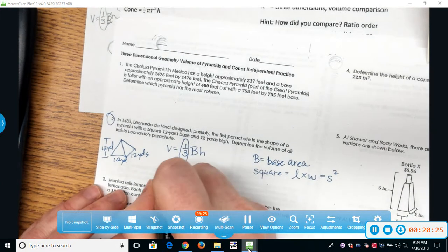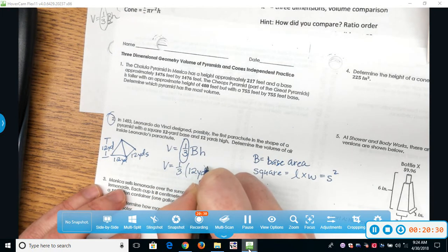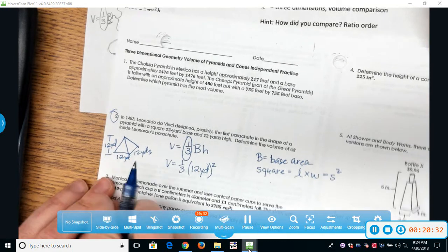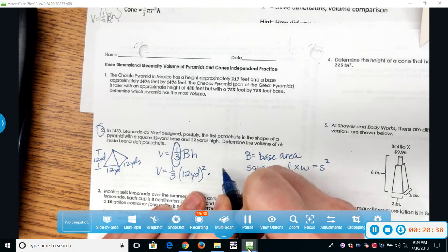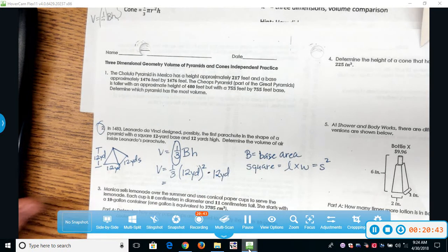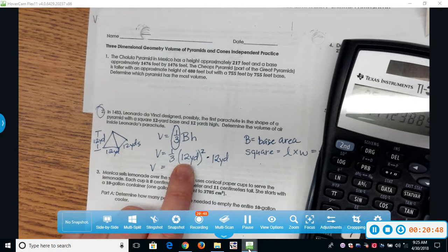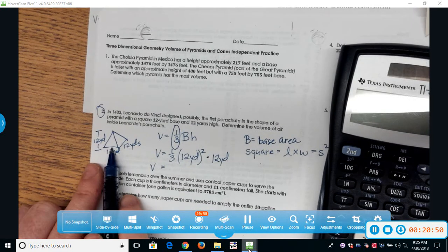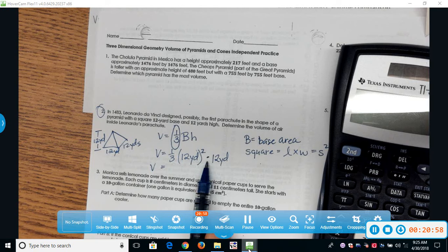All right, let's plug in numbers. Volume, 1/3, 12 yards. Square that. 12 times 12. Times the height. All right. Time to plug it in. Why would it be square? Because it's a square base, so these two sides are the same. Good question. You can always do 12 by 12 times 12, if that helps. But we know in this case it's a square.